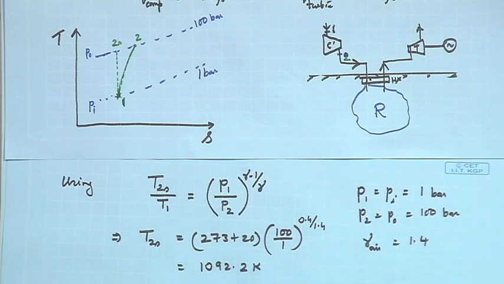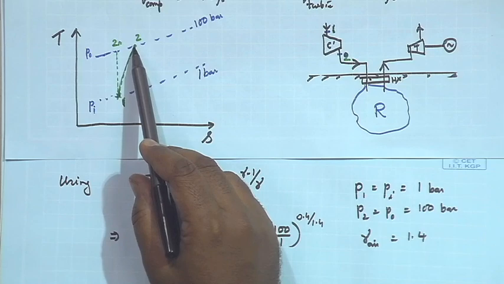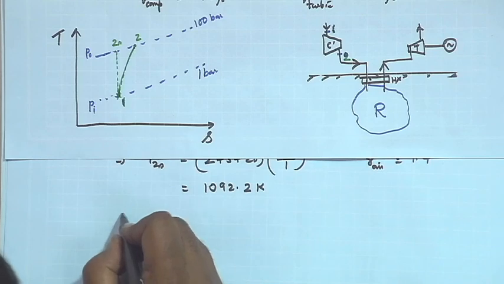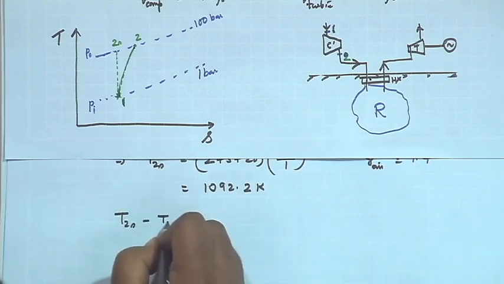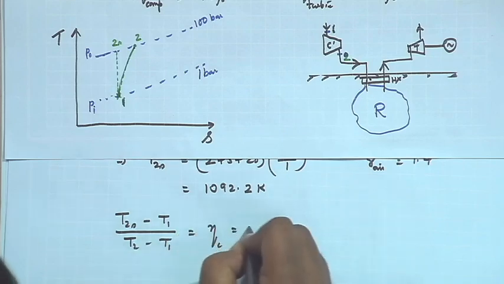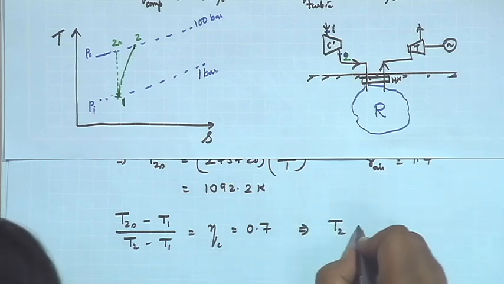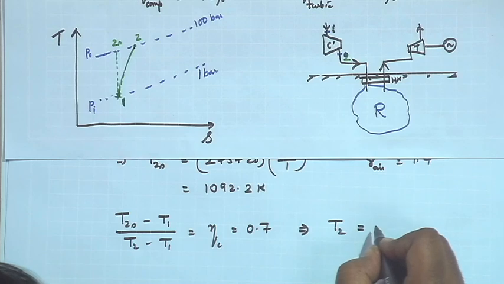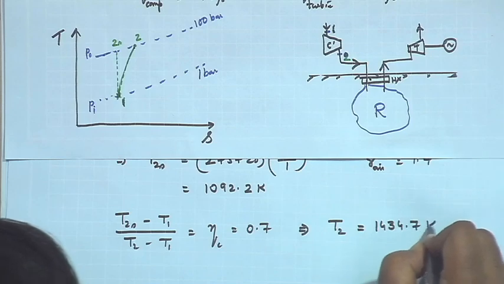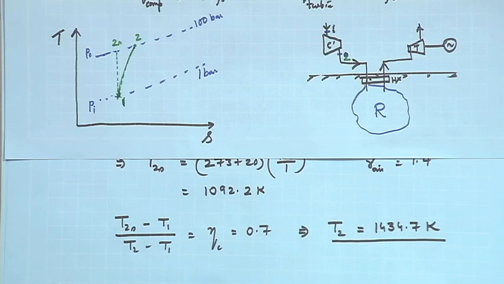So, this gives me T2s is 1092.2 Kelvin. Next what we will do is, this is not the temperature I need, I need the outlet temperature of the compressor. So, use the definition of efficiency. I can write T2s minus T1 divided by T2 minus T1 is equal to the compressor efficiency, which is given as 0.7. So, from here using everything I will get T2 is going to be 1434.7 Kelvin. So, this is one data point I have.